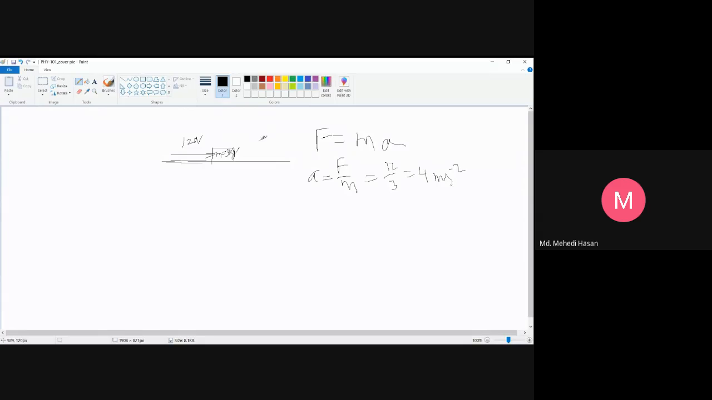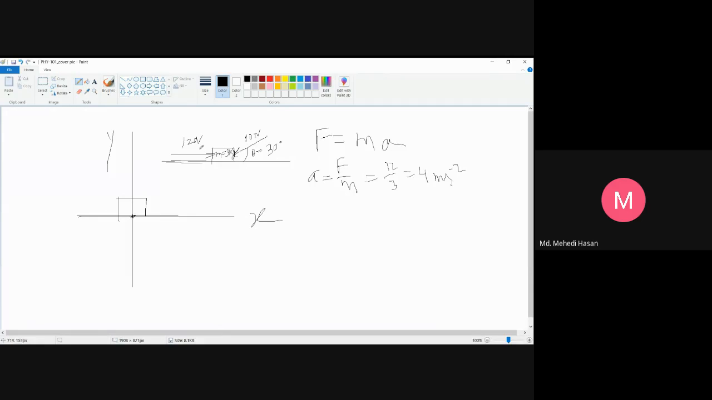Now if we consider another force involved, say at an angle theta, which is 30 degree, and the force is 10 Newton. In that case, we have to draw a free body diagram. We have to consider this x-axis and this y-axis, with the object at the origin. Then we have to draw the components of this force.